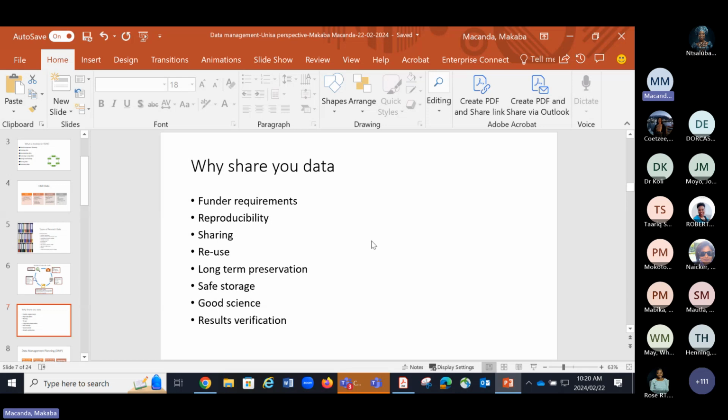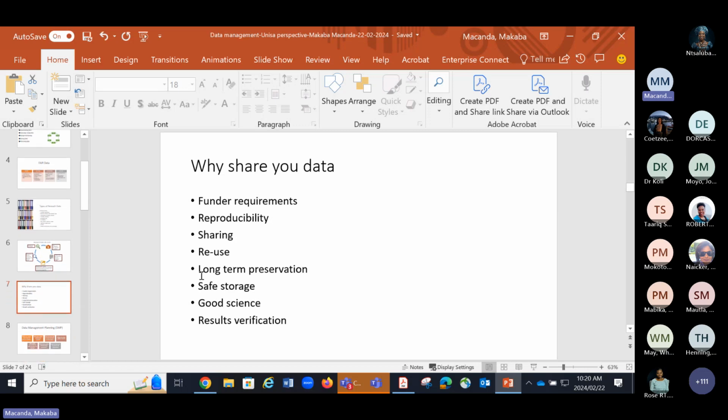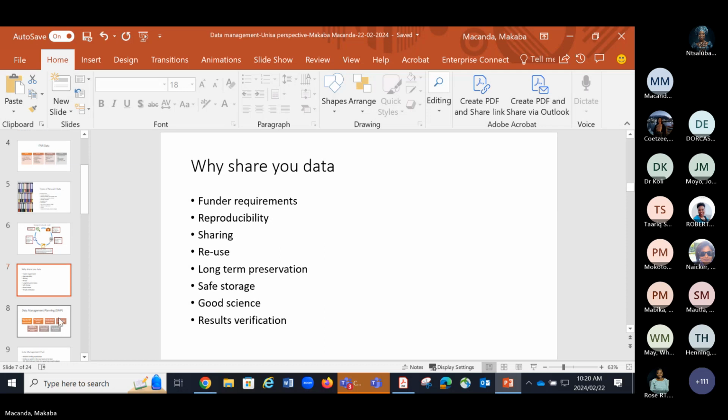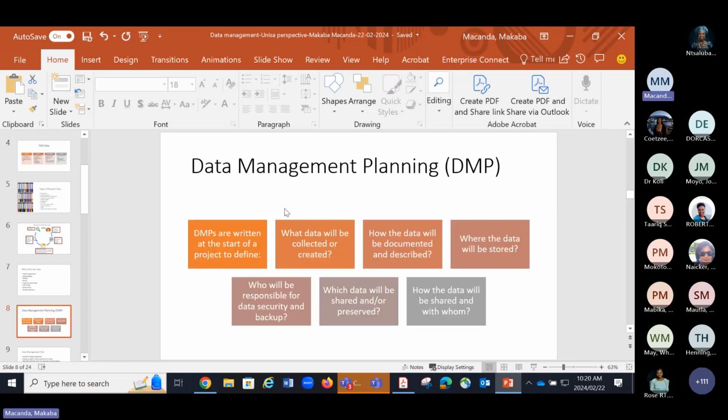Also for reuse purposes, if for instance someone wants to use the data for secondary use, we'll give credit to you and give citations. Also, it makes sure of long-term preservation. I would consider it a safe storage because we have a solution called Figshare, and it's good science. It's considered good science to share your data. Also for research verification. Okay, let's get into what we are here for.